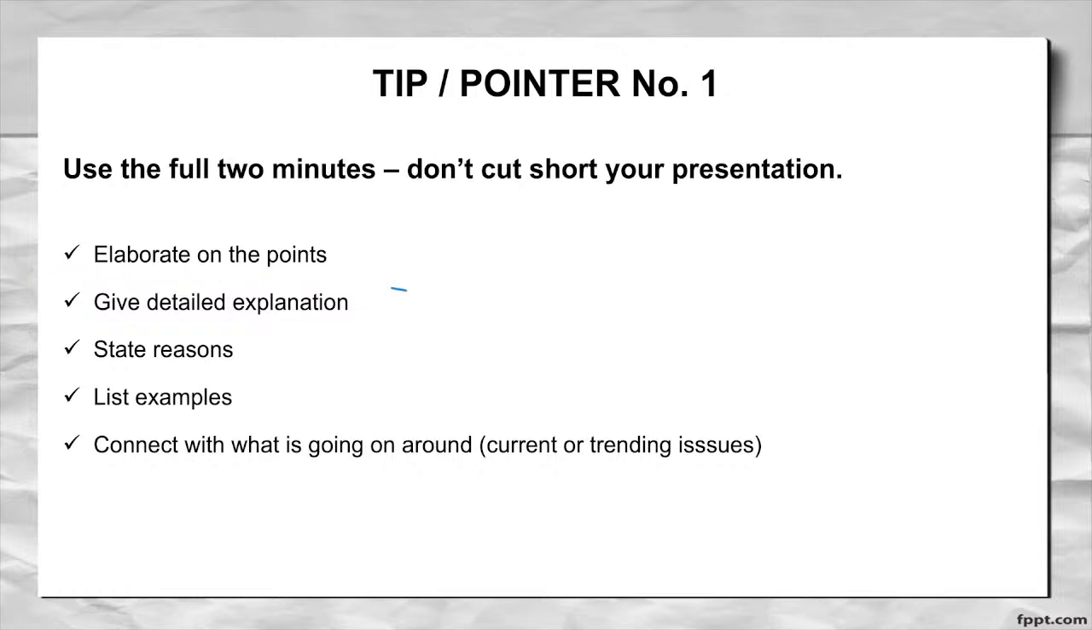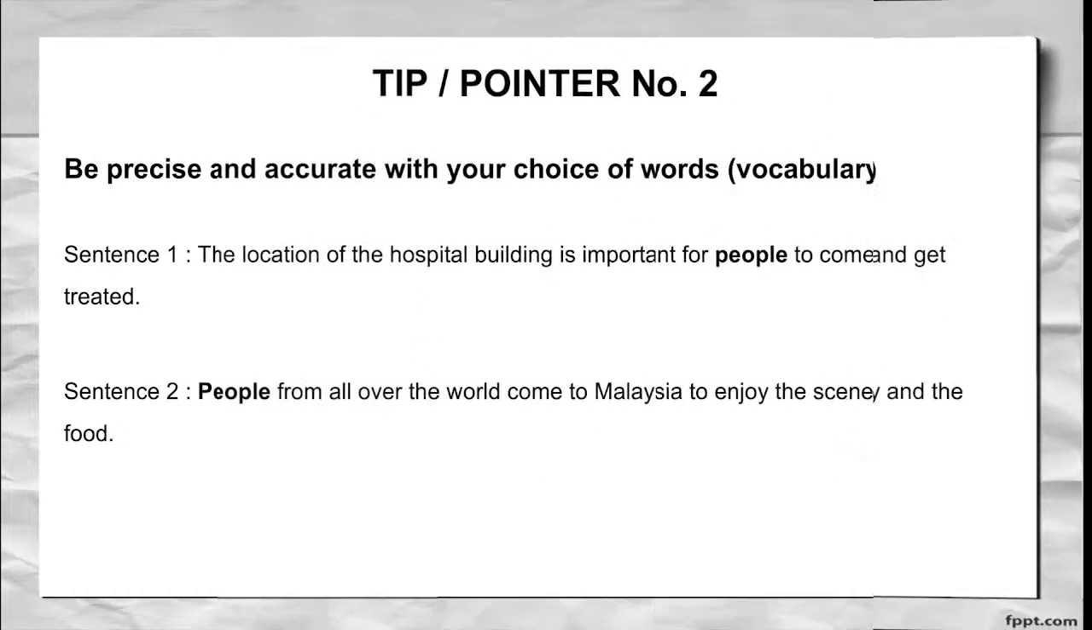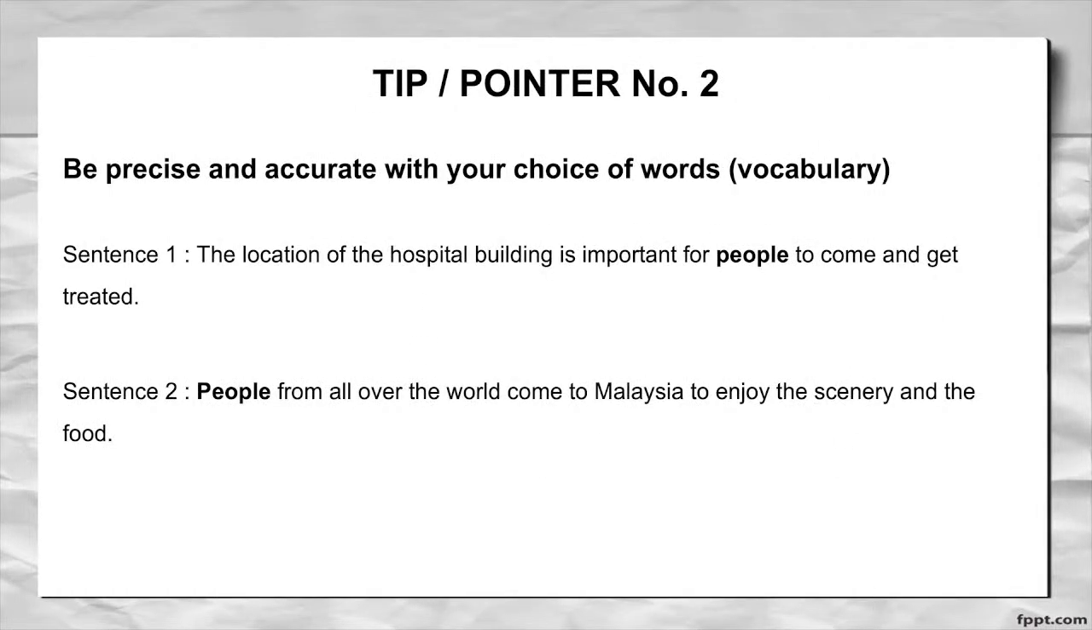Remember, you need to elaborate thoroughly. So, what can you do? You explain everything in detail. Explain your reasons. Give the examples. In fact, give a lot of examples if you can. And don't forget to relate what you say with what is going on around you. Tip number 2, be accurate or correct in your use of vocabulary.